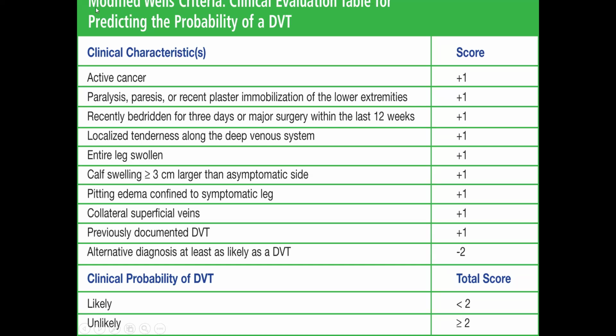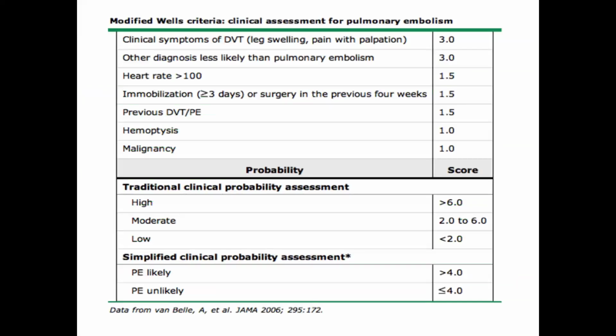So these criteria are pretty important in basically diagnosing venous thromboembolism. All right, and there's another criteria for pulmonary embolism. So there's one for VTE and there's one for PE.